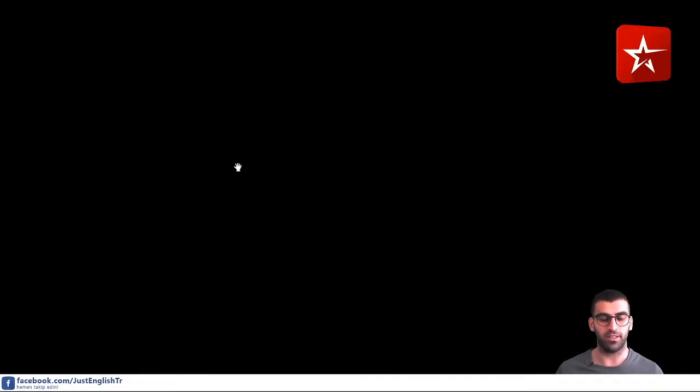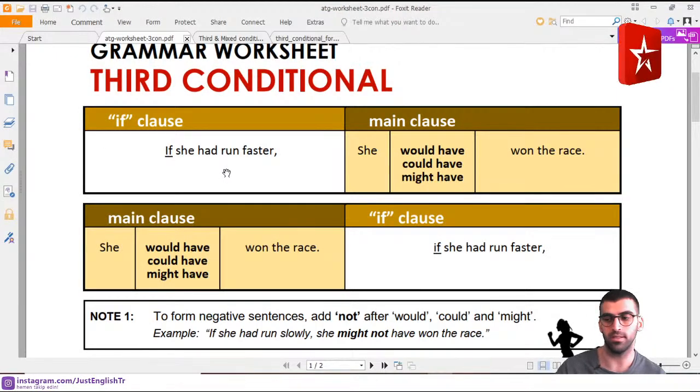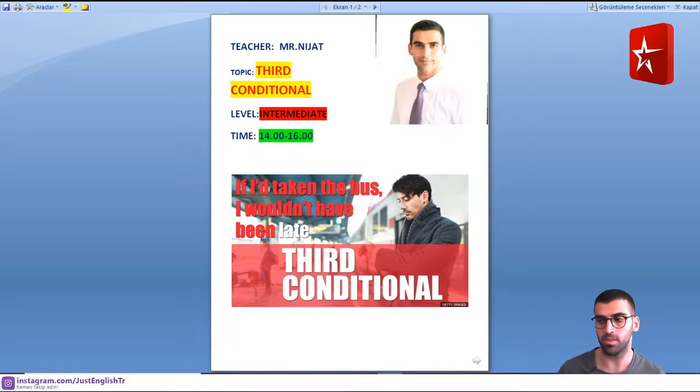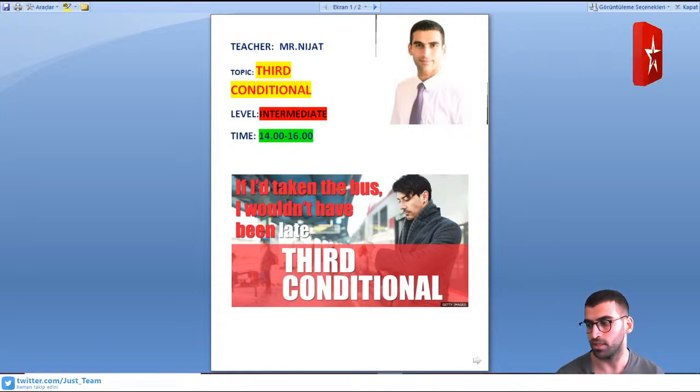Hello everyone, I am here again, and let's continue with the second part of the lesson. As you know, in the first part of the lesson we talked about third conditional sentences, the rules, the structure, and how we can make third conditional sentences in English. As I explained, we use past perfect and would have plus past participle.